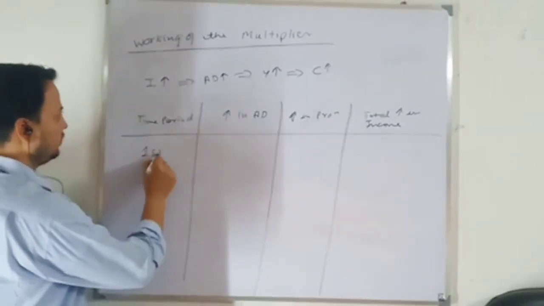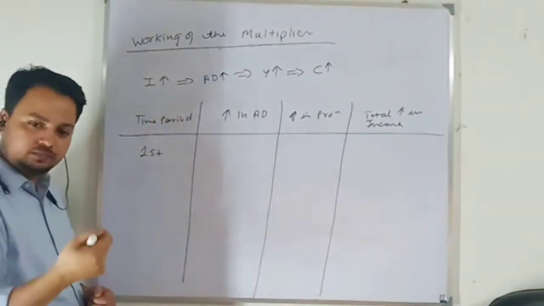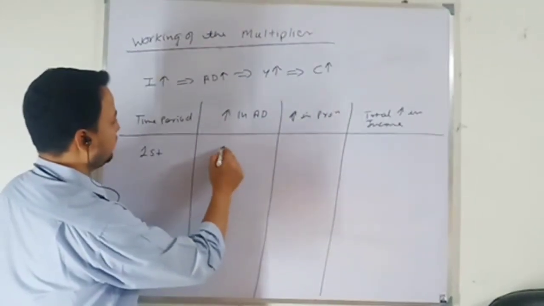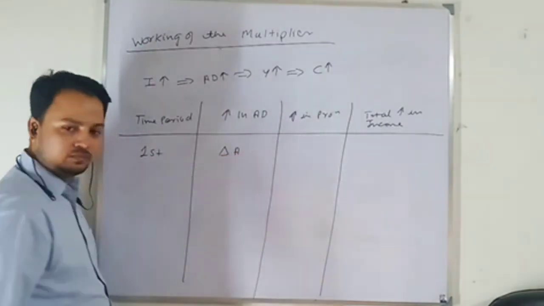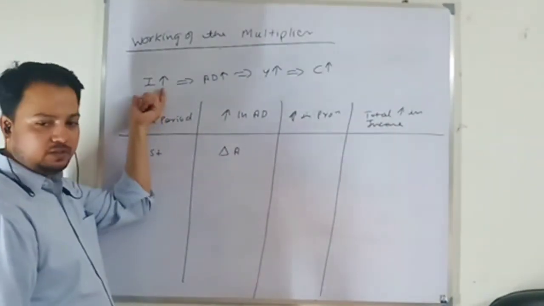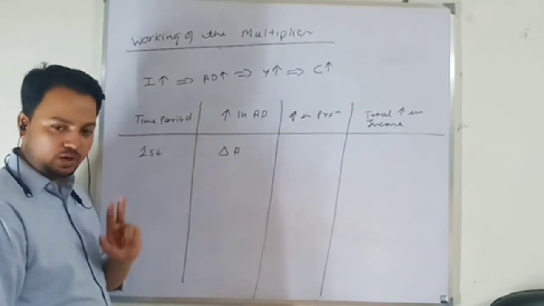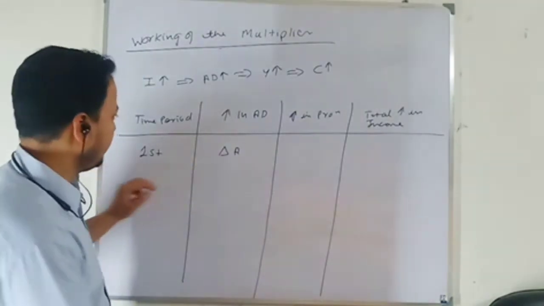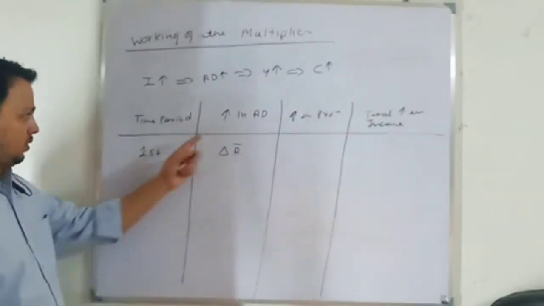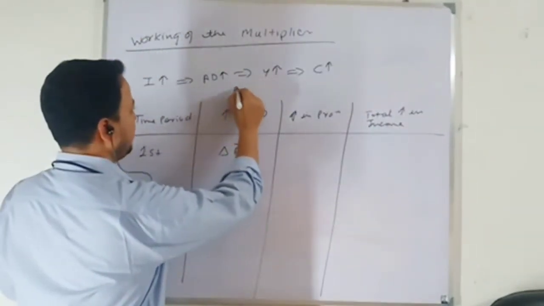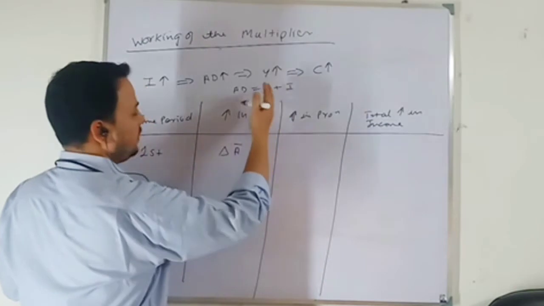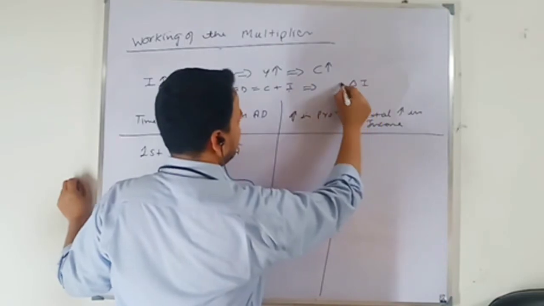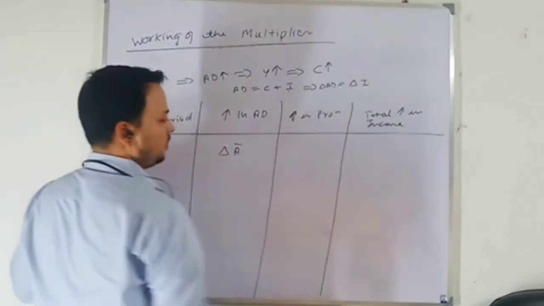So in the first round, what happened? Investment increases, so aggregate demand will increase in the same amount. So change in autonomous expenditure, I just write it, because investment is also a part of the autonomous component, right? So I'm writing increase in autonomous demand. Aggregate demand is C plus I, I'm taking two sectors, C will not change. So when there is a change in investment, there will be a change in aggregate demand of equivalent amount in the first round.